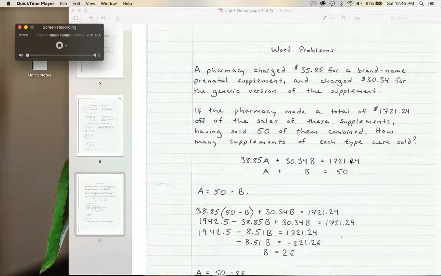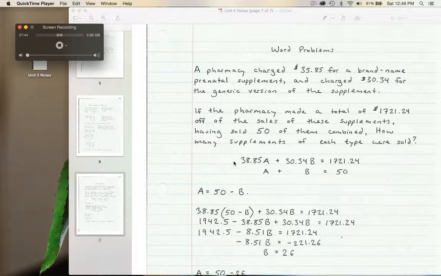The only other information that I haven't used yet is this number 50. I know that 50 is the total number of the supplements that were sold combined. So I know that however many of supplement A were sold and however many of supplement B were sold, together those amounts equal 50. This gives me my second equation, A plus B equals 50.